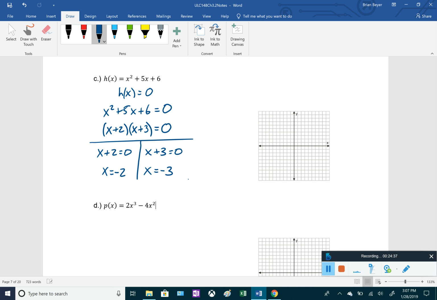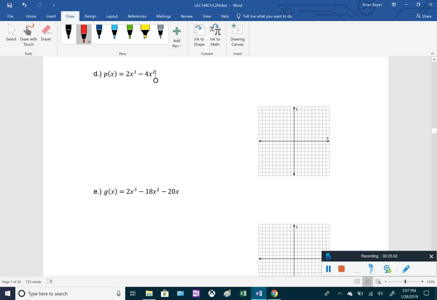Okay, so those are our x-intercepts. So if we wanted to graph it, it would actually look something like this. So there are the x-intercepts. So it'd be a quadratic. So maybe something like that, not perfect, but good enough.